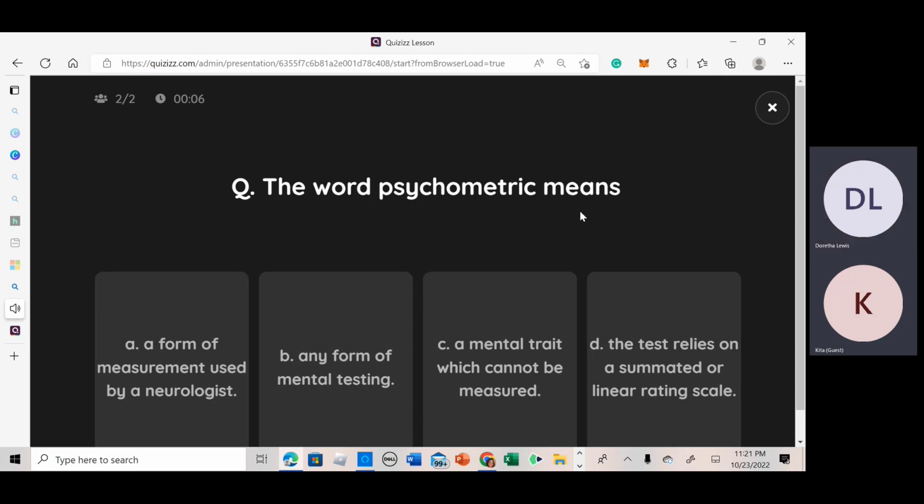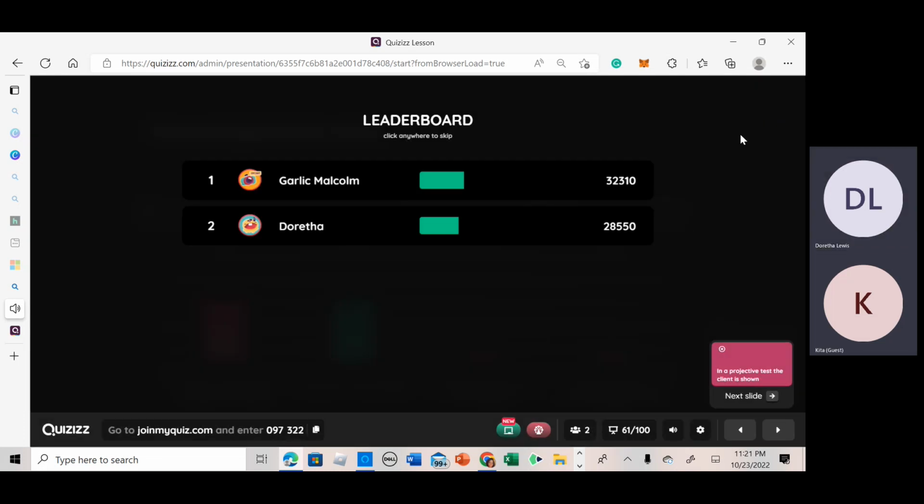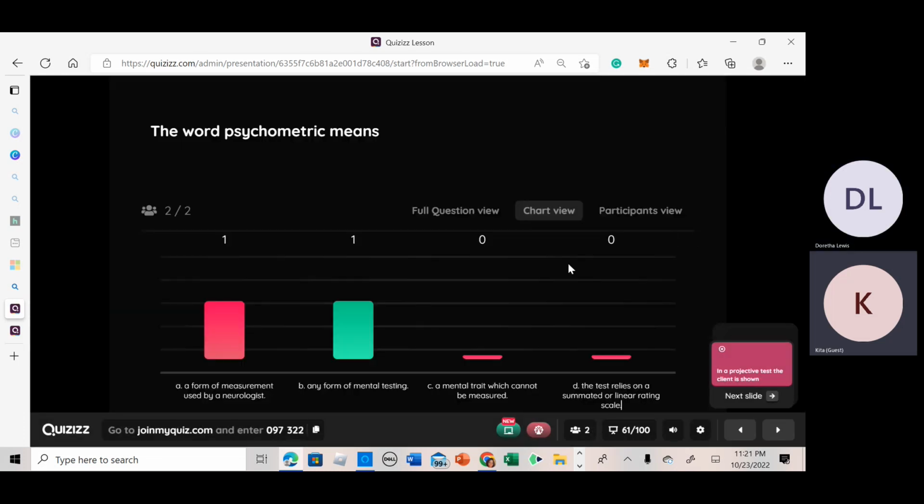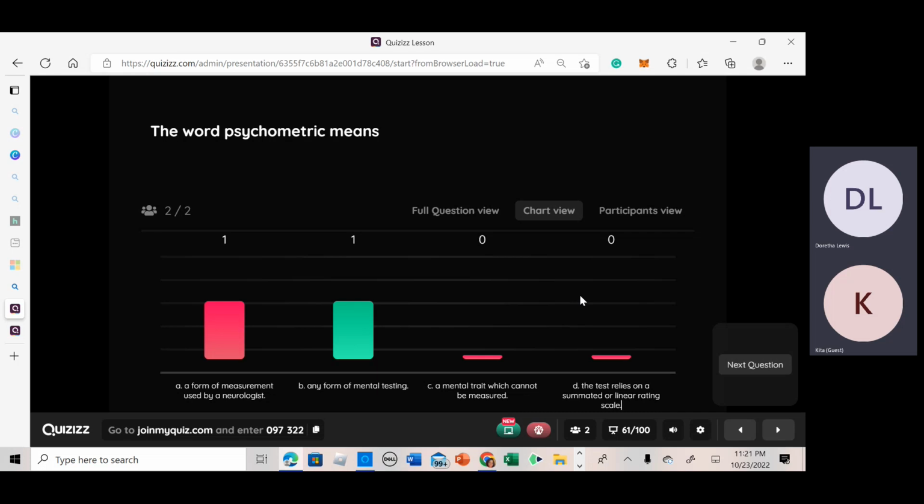The word psychometric means B, any form of mental testing, which is what I want to get my PhD in. Psychometric literally refers to a branch of counseling or psychology which focuses on testing.